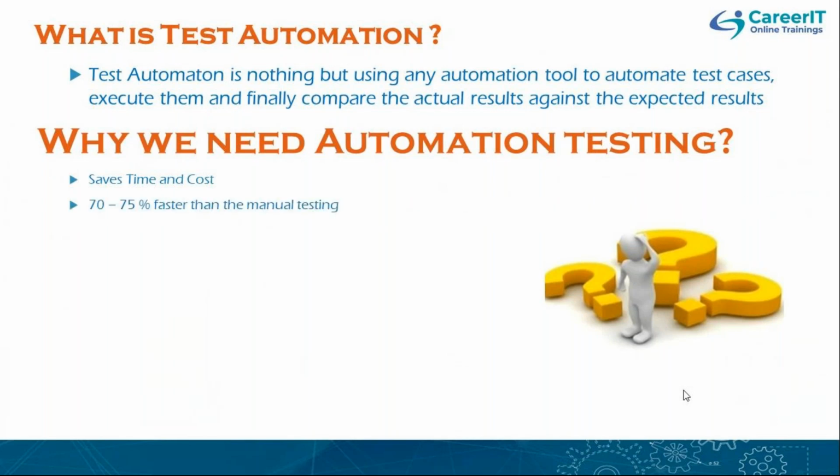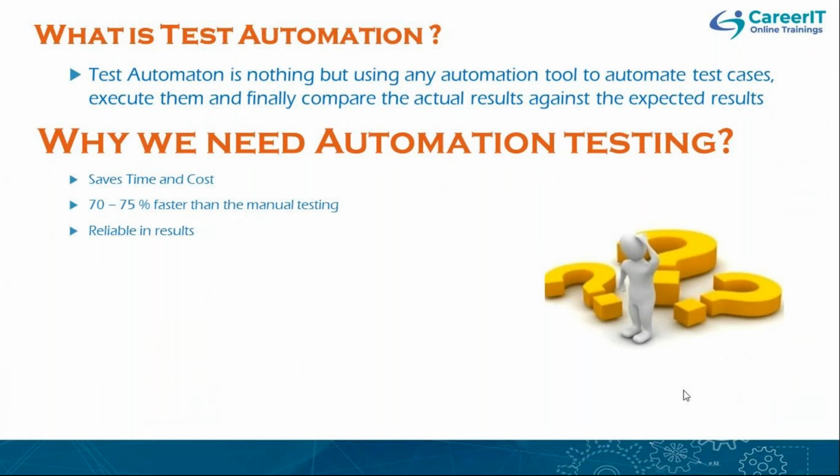And the next one is, as I mentioned, it would be faster than manual testing, because of parallel execution, and you can run your test cases in remote machines. Because of all these things, automation is always faster than manual testing. And the results we get will be reliable, because we get a report where you can see all the test case results.